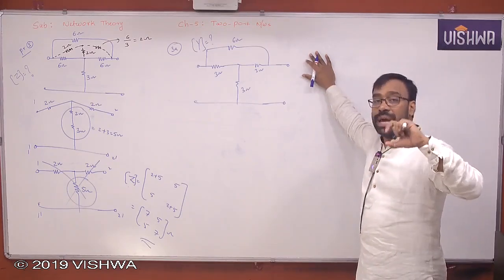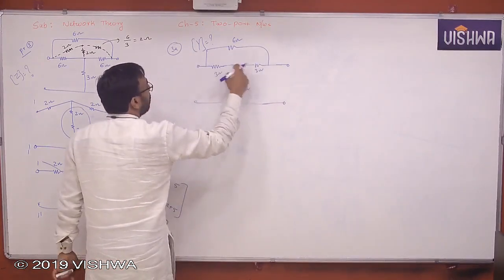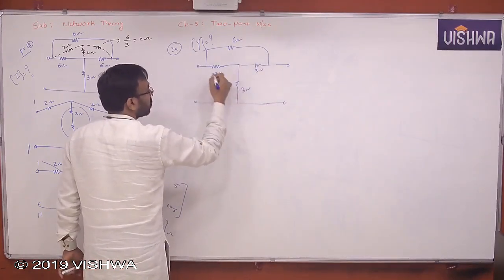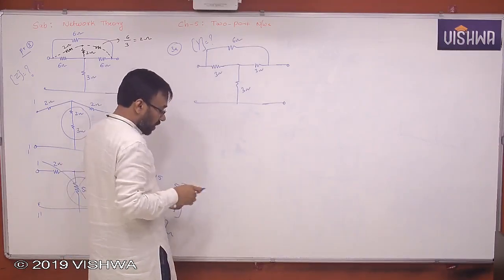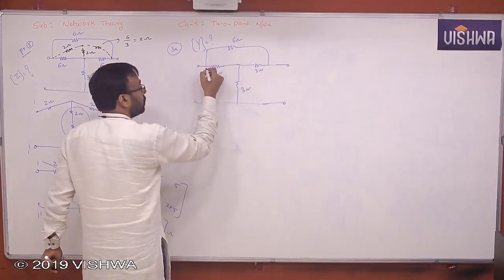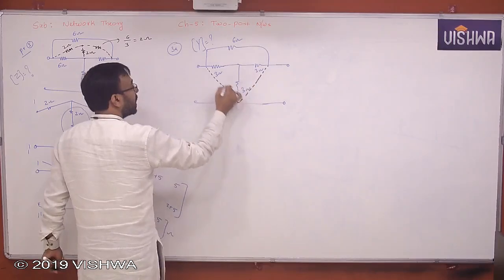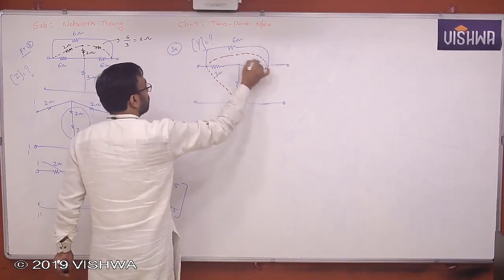The final result should be delta. Delta is nothing but the pi model. Okay, therefore, look at this. This is forming delta, but this is forming star. So let us go for star to delta transformation. If you go with that, what do we get? This was star, but now I am getting delta.